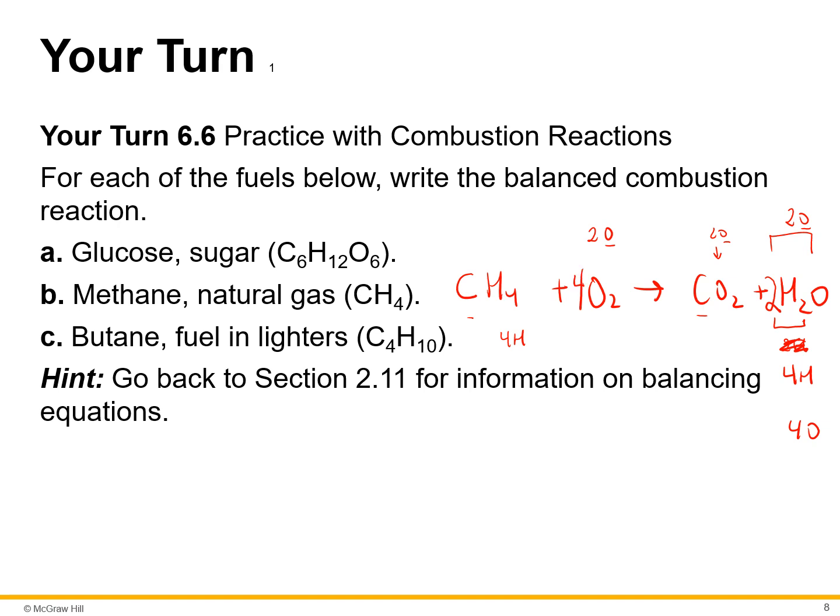Okay, so this is how we would balance the combustion of methane, CH4, so the coefficients would be 1, 2, 1, and 2. And I want you to try to write a balanced chemical equation for the combustion of sugar, C6H12O6, and butane, C4H10. Remember, oxygen as a reactant, O2, and the products will be CO2 and water.